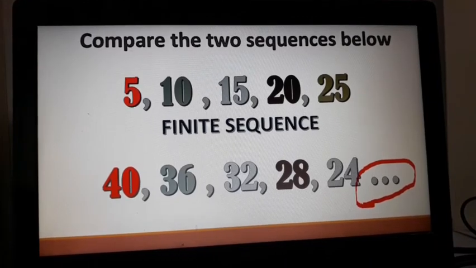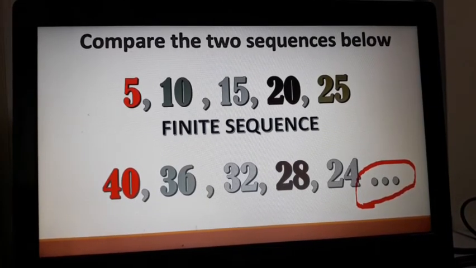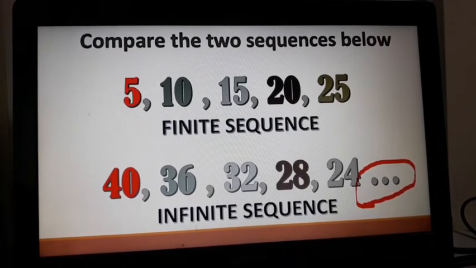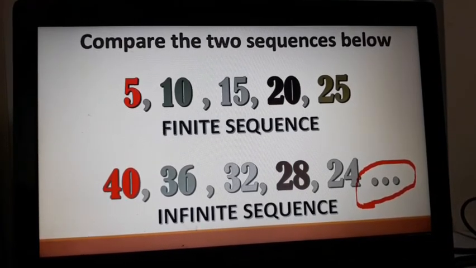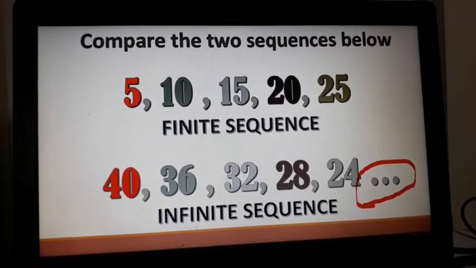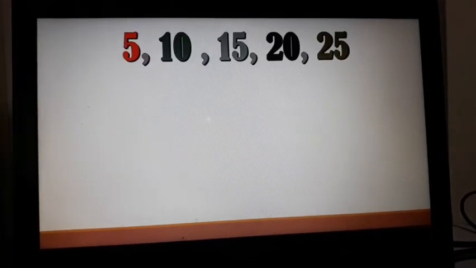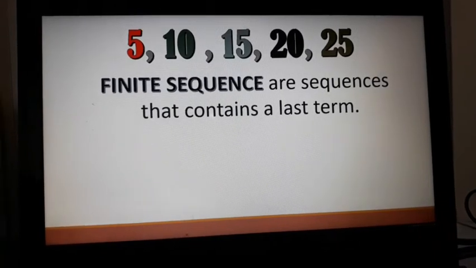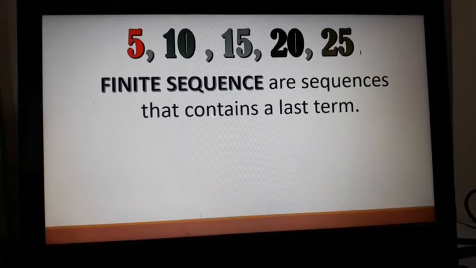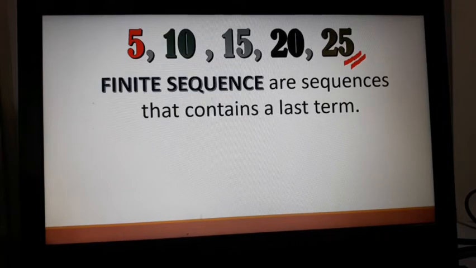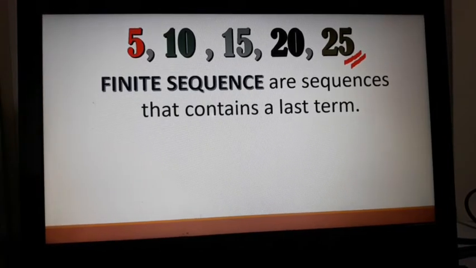Nasa taas, na sequence natin is what we call the finite sequence. And the sequence at the bottom is called infinite sequence. What's the difference between the two? Let's continue the discussion. Finite sequences are sequences that contain a last term. So if you notice, hanggang 25 lang yung ating sequence. Wala na siyang karugtong. So if it contains a last term, we call it a finite sequence.